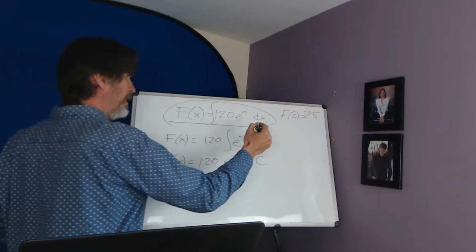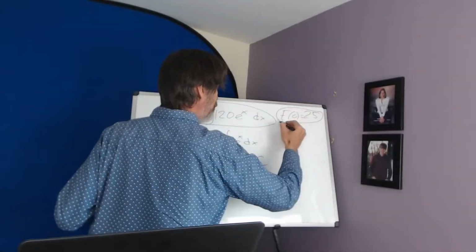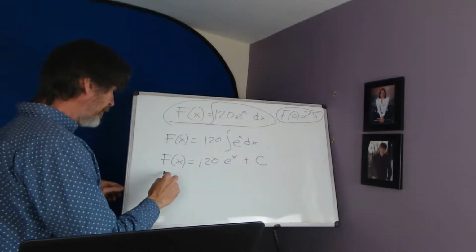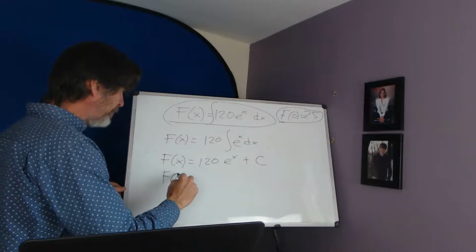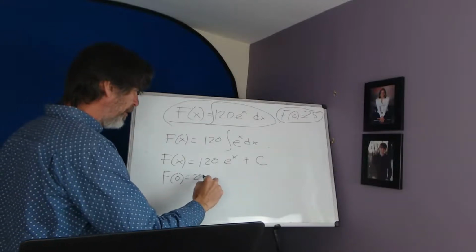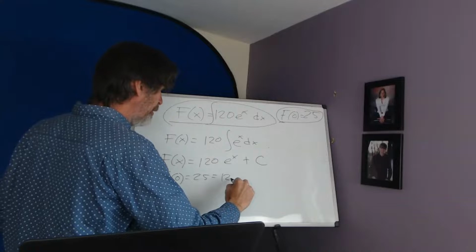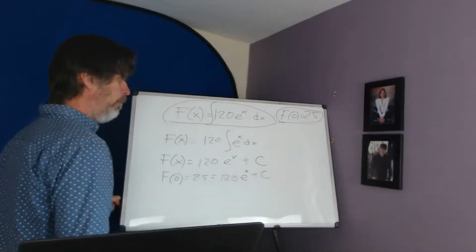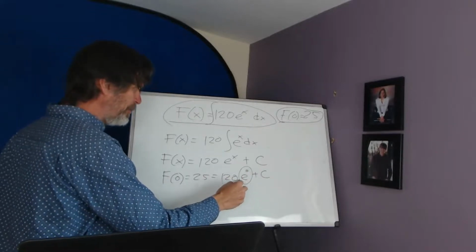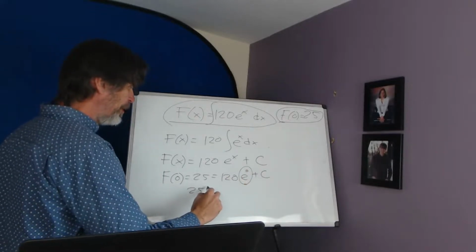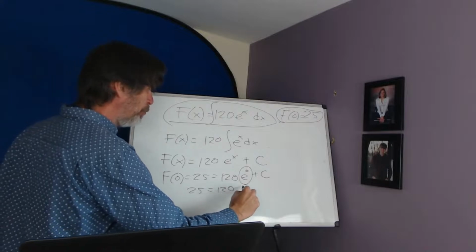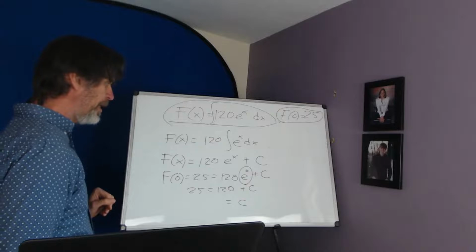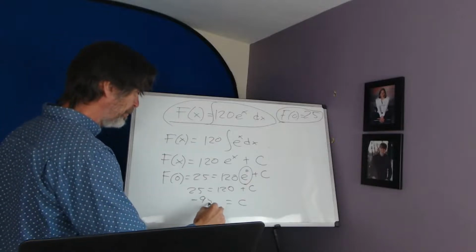We're given one more time what's known as the initial condition. So when we plug in 0, we must get 25. So let's do that. F of 0 is 25. That's equal to 120 e to the 0 plus c. Now e to the 0 is equal to 1. So 25 is equal to 120 plus c. C is equal to negative 95, I guess.